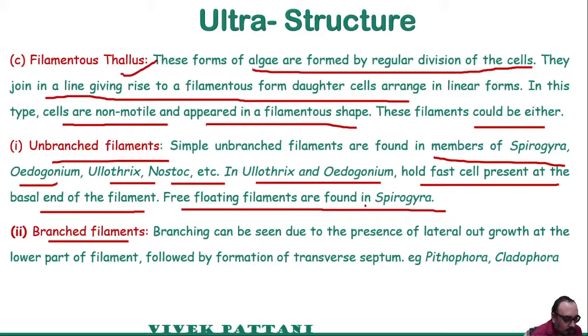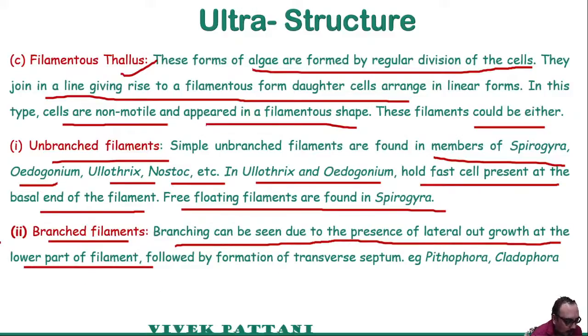In the case of branched filaments, branching can be seen due to the presence of lateral outgrowth at the lower part of the filaments, followed by the formation of a transverse septum. Examples are Pithophora and Cladophora.